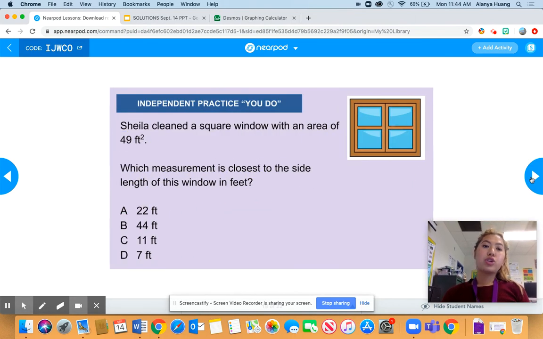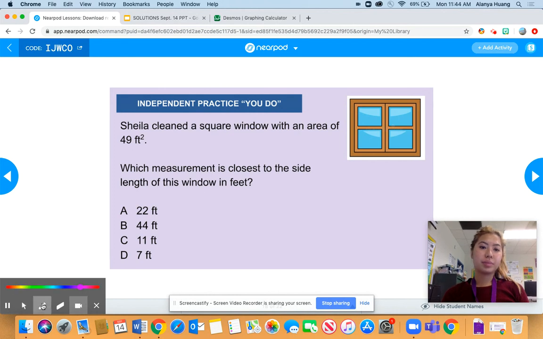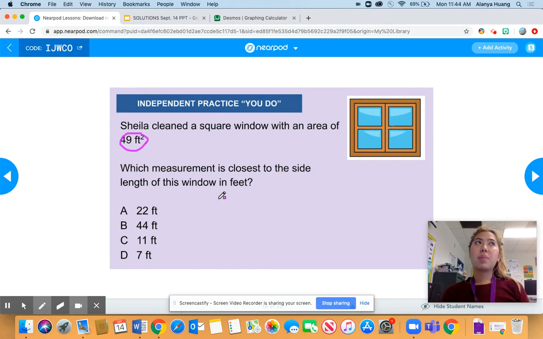Okay, your you-do is Sheila cleans a square window with an area of 49 feet squared. Which measurement is closest to the side length of this window in feet? So you're thinking about what number times itself would equal 49. You're finding the square root of 49, and the answer is 7, so the correct answer was D.